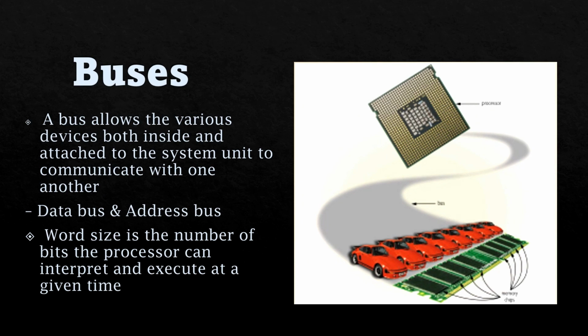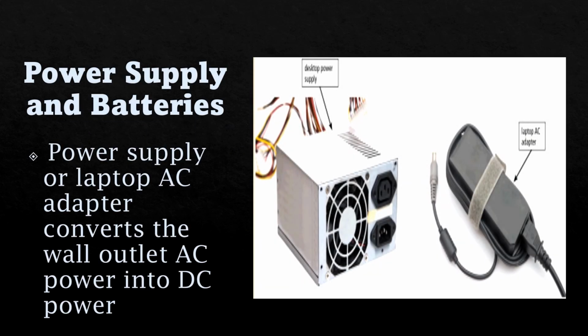A bus allows the various devices both inside and attached to the system unit to communicate with one another. A bus is a subsystem that is used to connect computer components and transfer data between them. Word size is the number of bits the processor can interpret and execute at a given time. A computer might have these three types of buses.